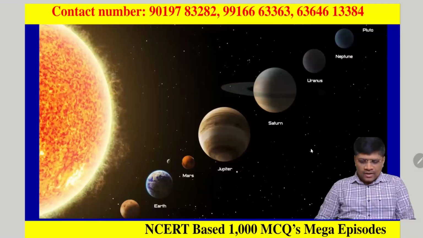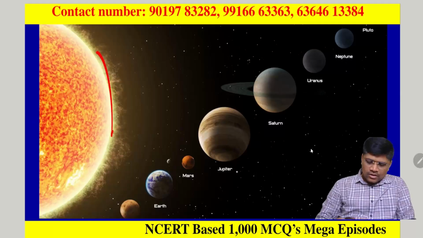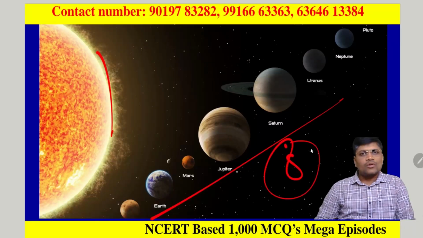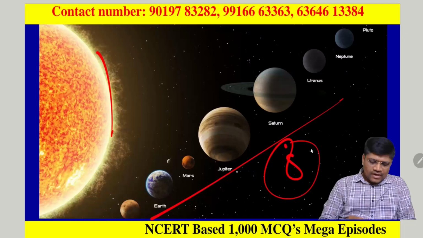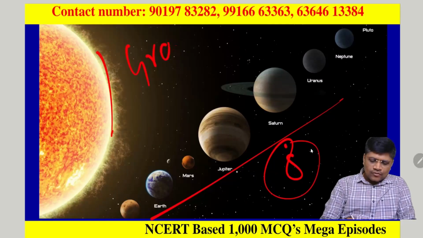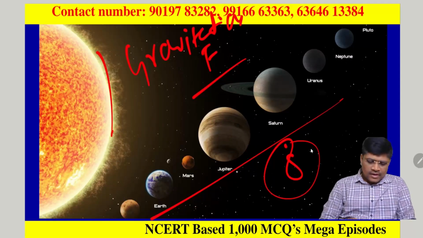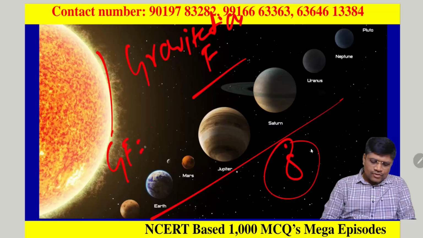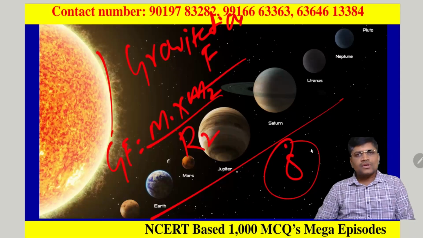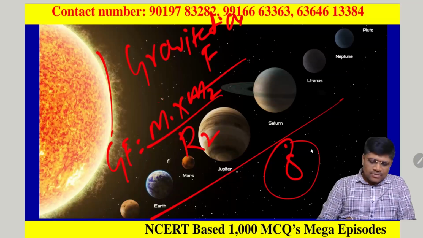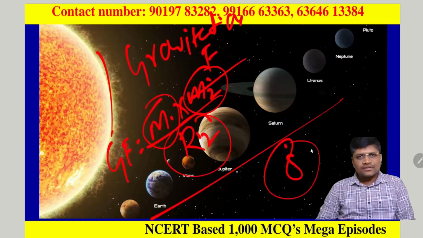This is the typical image of our solar system. This is our sun and all the 8 planets are revolving around the sun. It is mainly because of the gravitational force. So what is this gravitational force? In simple words, gravitational force refers to m1 into m2 by r square. What does this formula indicate? The masses of two different objects and the relative distance between them decide the gravitational force.